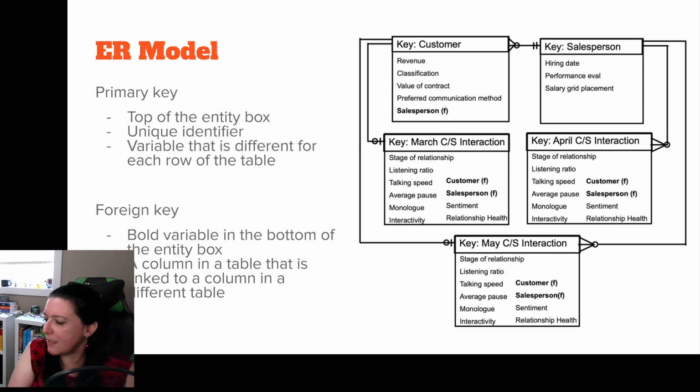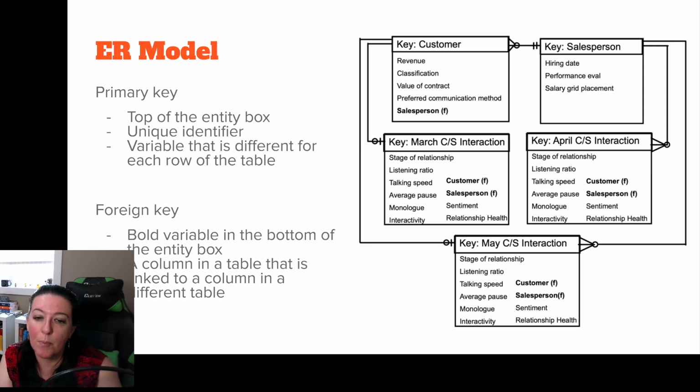Notice that in these boxes here, customer and salespeople are bold. They are foreign keys, and that is because they are linked to other tables. Notice that the other ones, the listening ratio, the stage of relationship, talking speed, they're not bold. When those things appear in other tables, it is different. It is the listening ratio for the April interaction. It's the listening ratio for the March interaction. It's the listening ratio for the May interaction. So it's not the same. It's not tying the tables together. It's simply similar data, but for a different time period. So it's not part of the same variable.